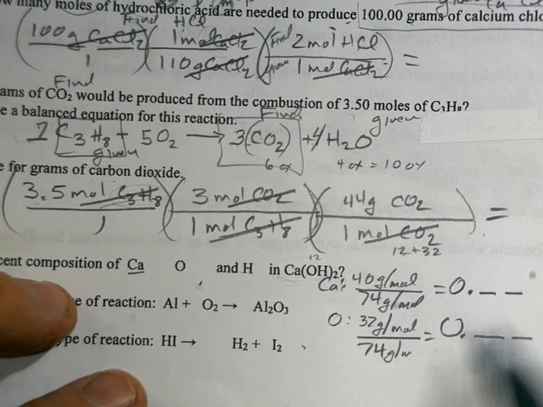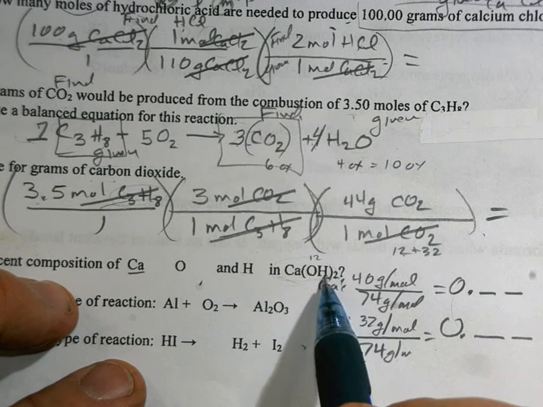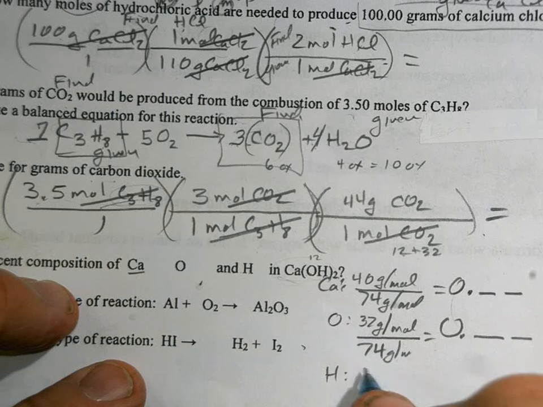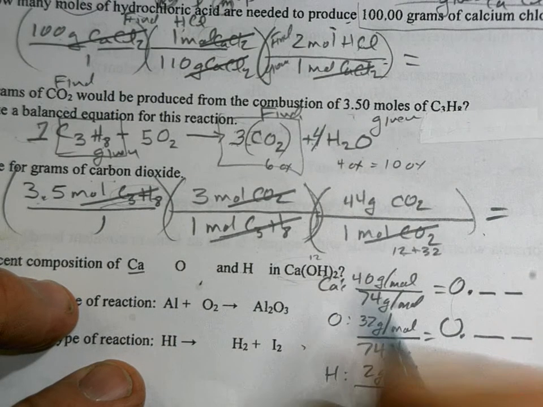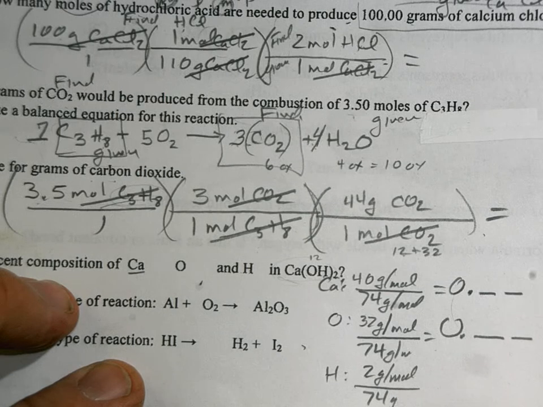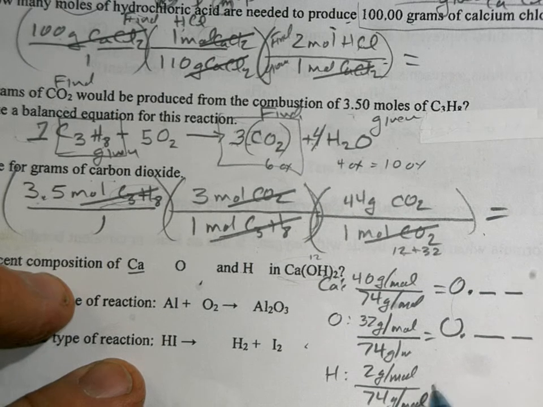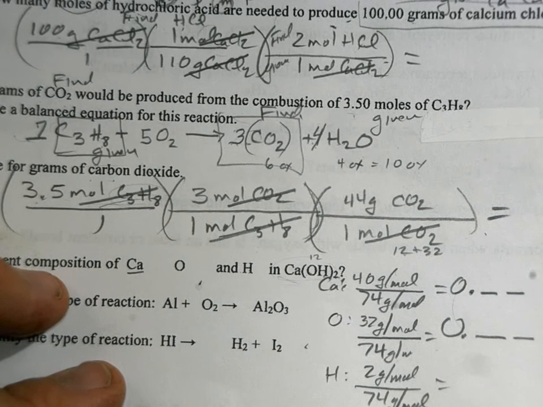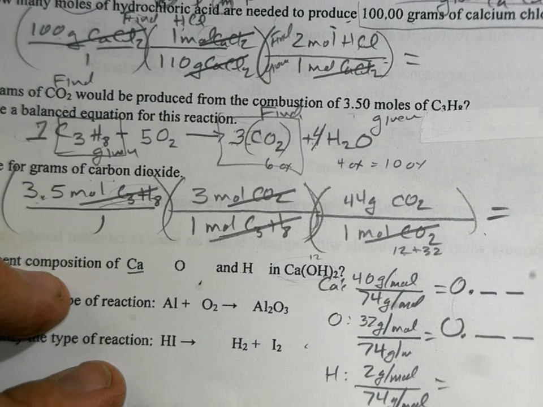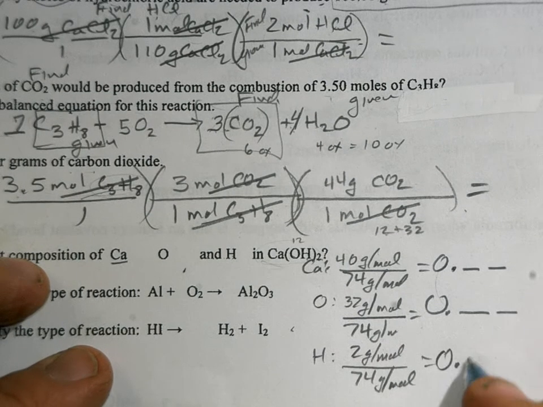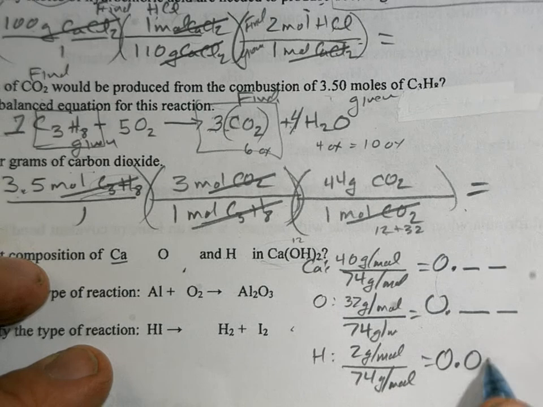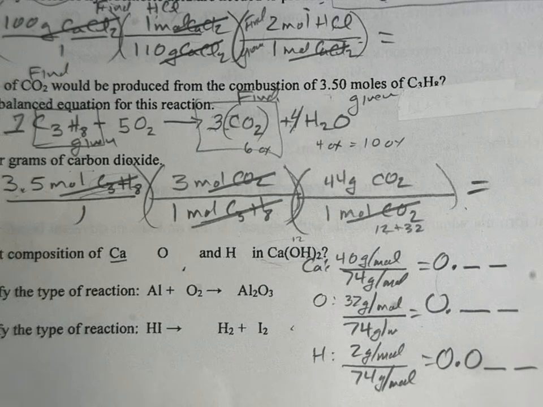And at that point, hydrogen, we have 2 hydrogens. So that's going to be 2 grams per mole in the whole compound of hydrogen. The whole compound is 74 grams per mole. And so you're going to get, whoa, a really small number when you do 2 divided by 74 equals 0.0 something something there. Okay, so that's how you do that.